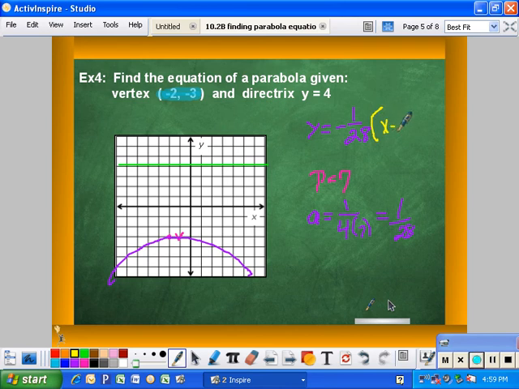X minus, and our h goes right in here. What's our h going to be? H is the -2. So that means that our h will be a +2 because it always goes out as the opposite sign. And then that -3 stays exactly the way it is. So that -3 for our k is going to stay a -3. And so there you have your answer. Y equals -1 over 28 times x plus 2 squared minus 3.